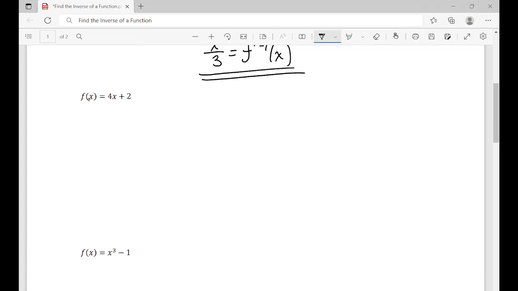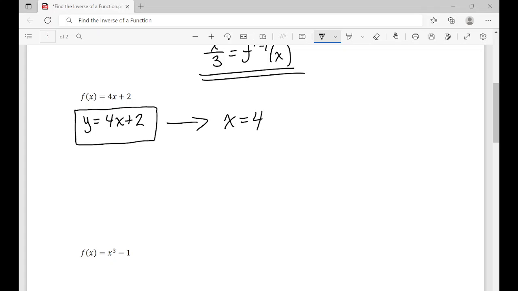Let's do it again for this one. F of x equals 4x plus 2. First things first, write it out as y equals 4x plus 2. Take this function, and I'm going to replace all the x's with y's and all the y's with x's. So instead of y equals, it's going to be x equals, and instead of 4x, it's going to be 4y plus 2. Now I have interchanged x and y.